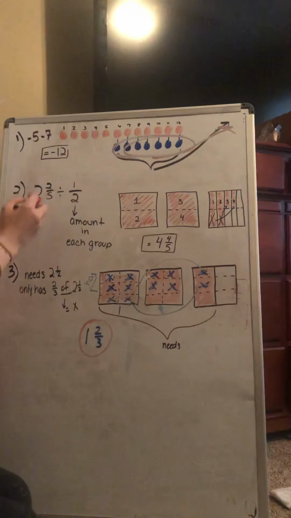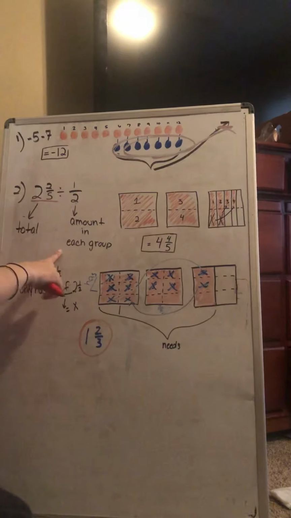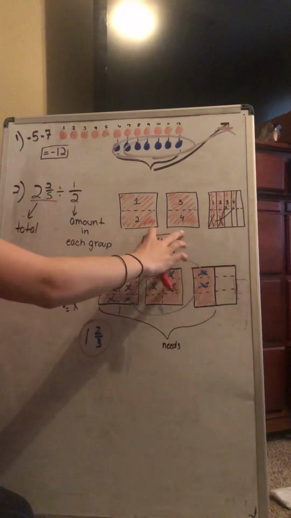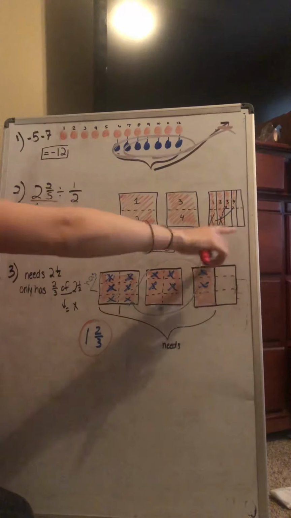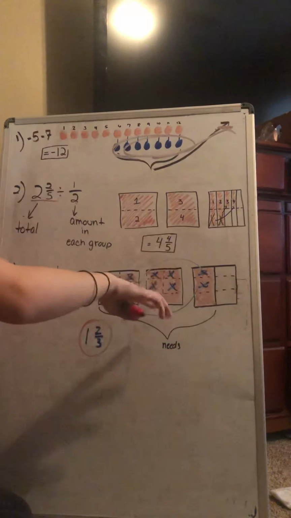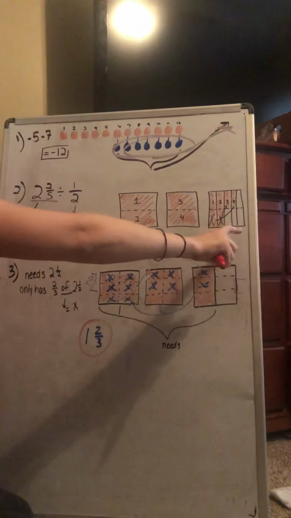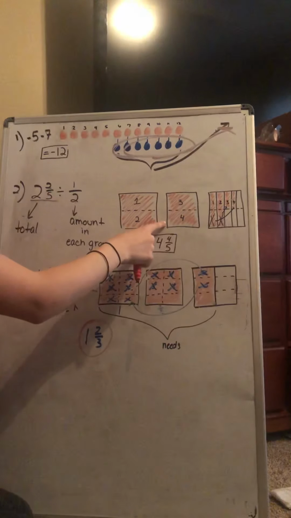The first number right here, this is equal to the total, and then the second number is the amount in each group. So with the total, I drew out the model that is 2 and 2/5, and then the amount in each group is 1/2. So I divided this, I drew the line to make this 1/2. So there's 1, 2, 3, 4.